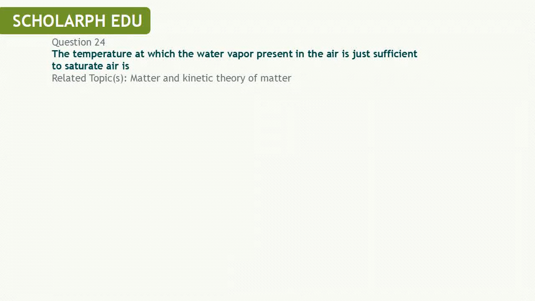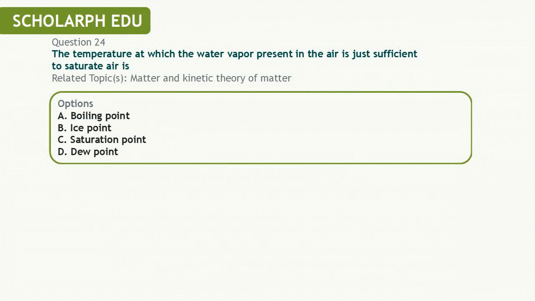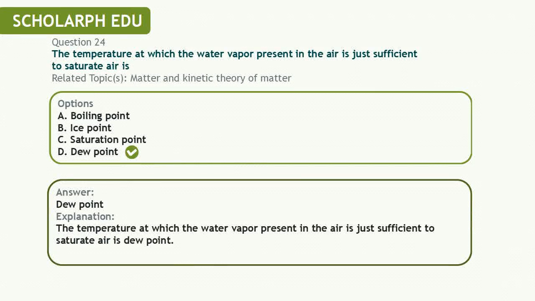All right. Next, the temperature at which water vapor present in the air is just sufficient to saturate the air, this is the definition of dew point. The temperature at which the water vapor present in the air or the atmosphere is just sufficient to saturate it defines dew point.